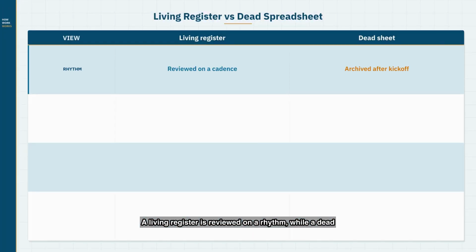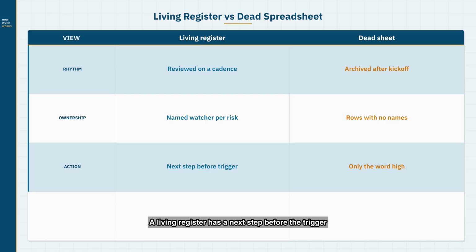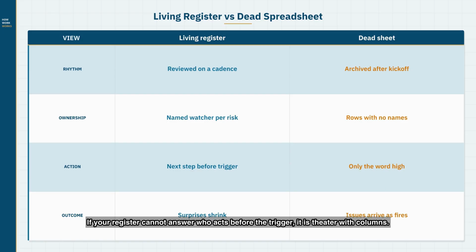A living register is reviewed on a rhythm, while a dead sheet gets archived after kickoff. A living register names who watches each risk. A dead sheet has rows with no names. A living register has a next step before the trigger fires. A dead sheet only has adjectives like high. If your register cannot answer who acts before the trigger, it is theatre with columns.